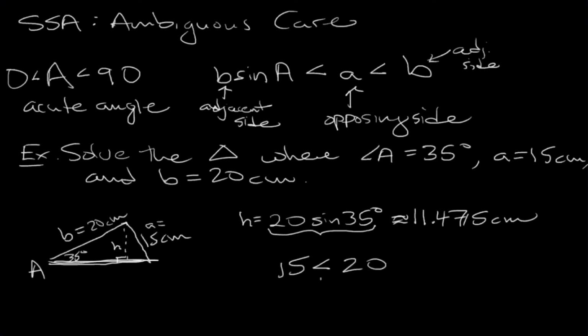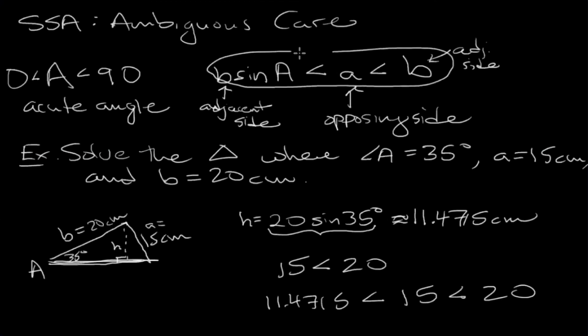Okay, so what I've just found out is 11.4715 is less than 15, and that is less than 20, which is the relationship up here. So if the opposing side is trapped between this and this, so the height of the triangle and the adjacent side, then that's the ambiguous case. That means there are two possible solutions. Okay, that's why it's called the ambiguous case. There's more than one solution.